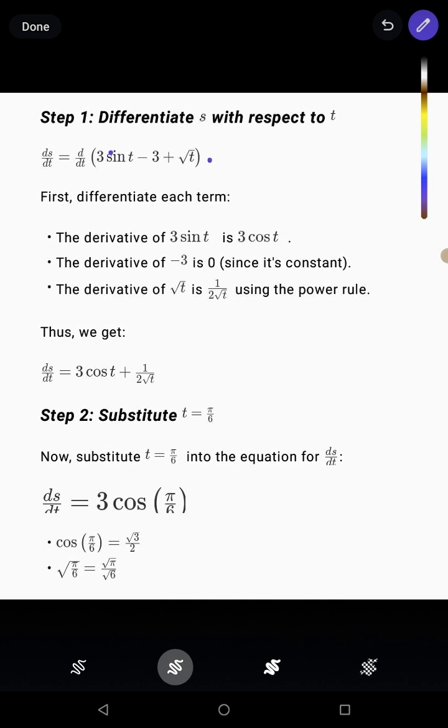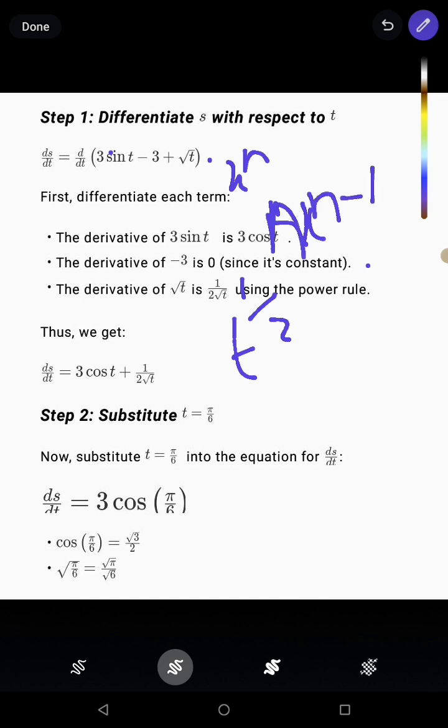So we want to differentiate 3 sin t minus 3 plus root t. Now we did it in PS. What is the differentiation of 3 sin t? Let 3 be a constant, then differentiation of sin t is cos t. That's how we got this. Differentiation of minus 3, differentiation of a constant is 0. That's how we got 0. Now differentiation of root t. Root t is the same as t raised to power half. And the rule of differentiation is that when you have x raised to power n, then that will be n x to the power n minus 1.